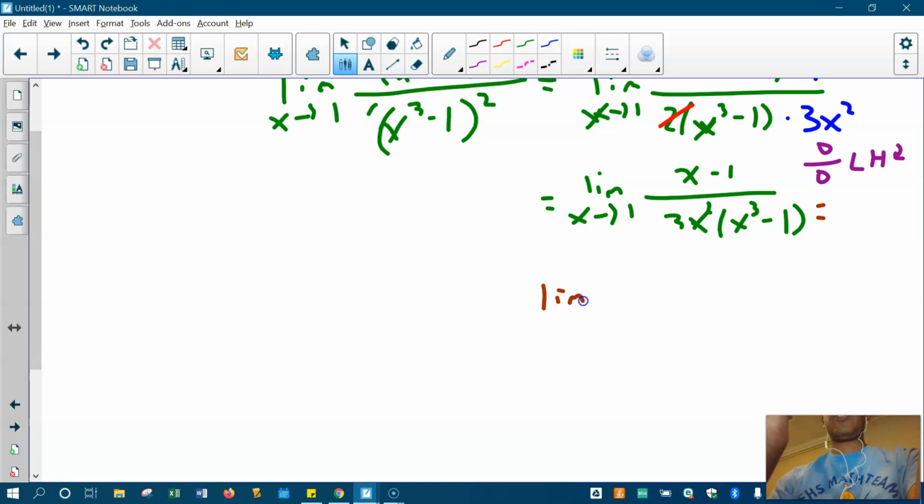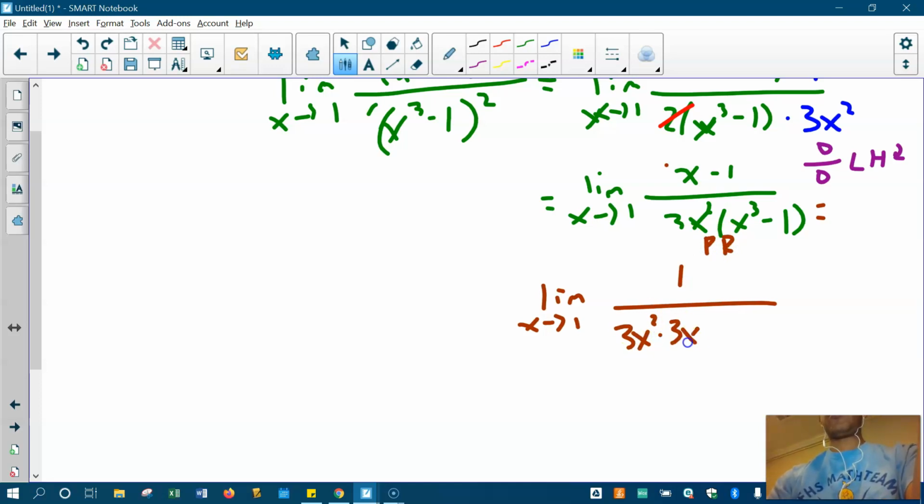So I get the limit as x approaches 1 of the derivative of the top part is just going to be 1. The derivative of the bottom is going to be a product rule. So we'll do 3x squared, the first, times the derivative of the second, which is just 3x squared, plus the second, times the derivative of the first, which is 6x.